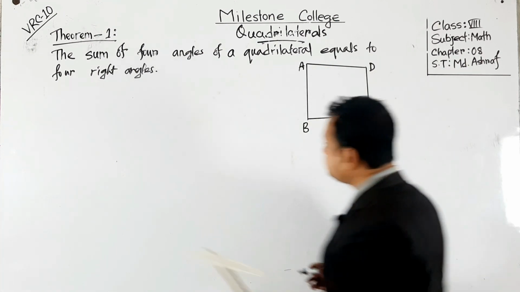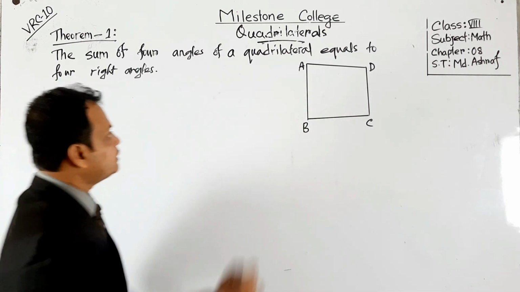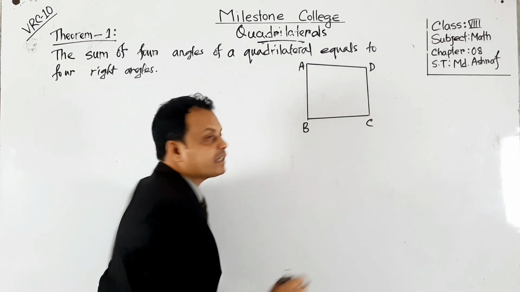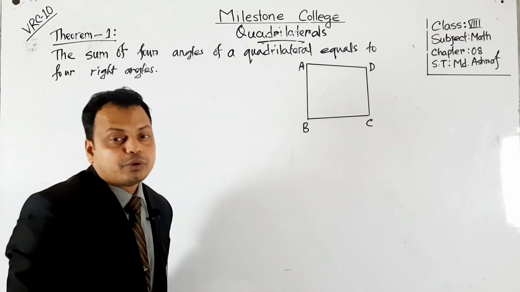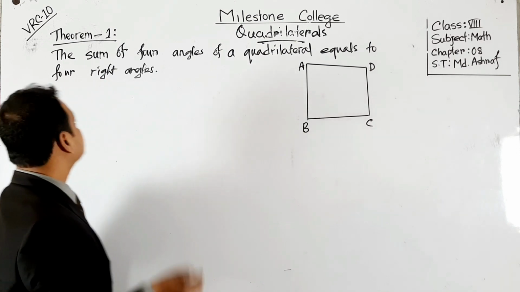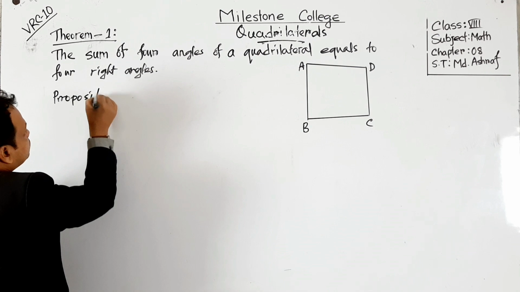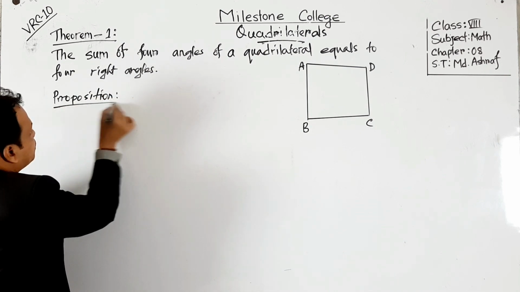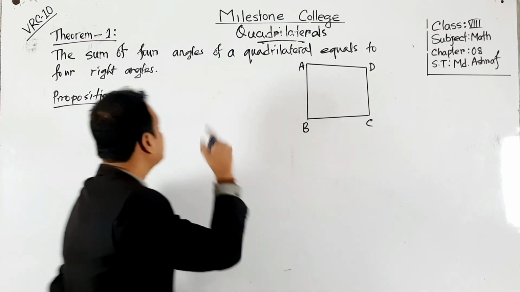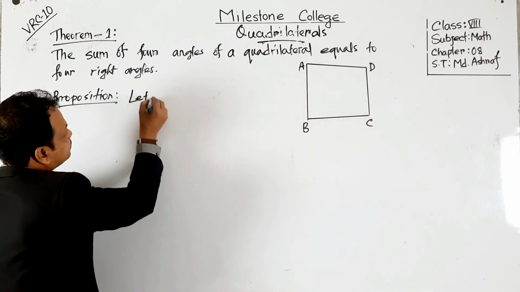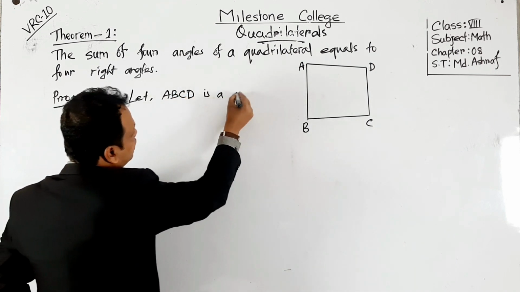So the figure is a quadrilateral ABCD. This figure is bounded by 4 line segments. So now from the figure we will write the proposition. So write proposition. So we have, let ABCD be a quadrilateral.